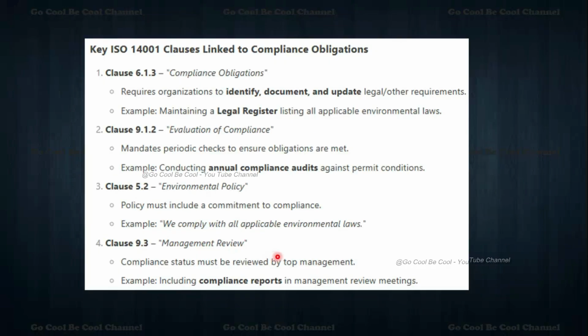Here we can also say clause number 6.1.3 compliance obligations requires the organization to identify, document and update a legal register. Examples: 9.1.2 evaluation of compliance, 5.2 environmental policy, 9.3 management review. This question and answer is also really helpful. Make sure that you get a lot of points, a lot of score also.